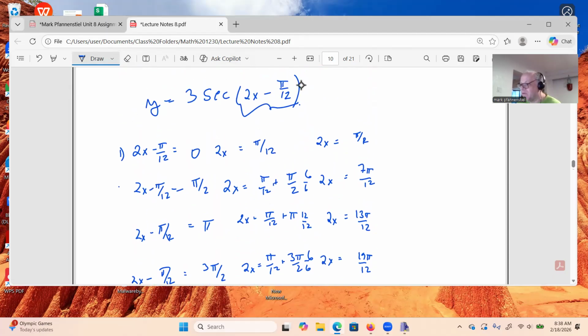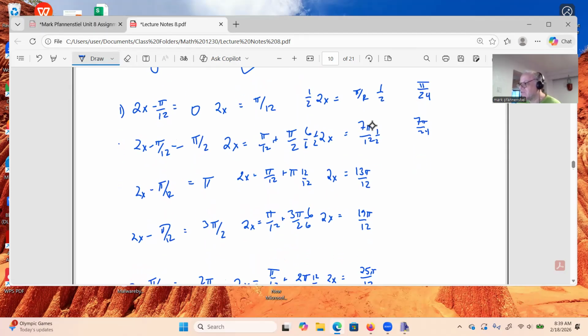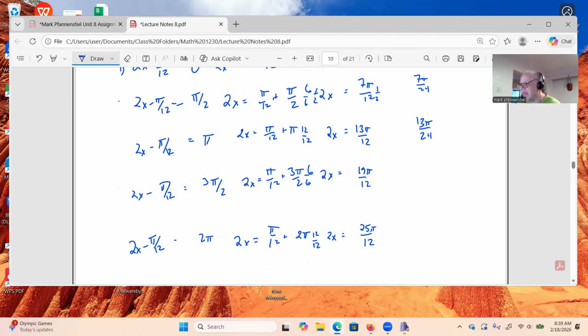So I'm going to multiply both sides of these equations by 1/2 every time. Okay, we're just going to multiply by half. We're just going to get, so my x is equal to pi over 24. The next one, we have 7 pi over 24. The next one, right, we're going to say this is 13 pi over 24. The next one is we have 19 pi over 24. And finally, we have 25 pi over 24.